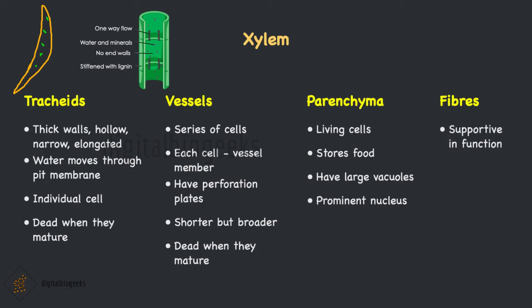Their tubular structure helps to conduct water vertically. Water moves from tracheid to tracheid, passing through a membrane called the pit membrane. Here you can see these are the pits. Water from one tracheid to another passes through a membrane in the pits known as the pit membrane, and this pit membrane will prevent the passage of air bubbles. This tracheid is an individual cell and they become dead when they mature.